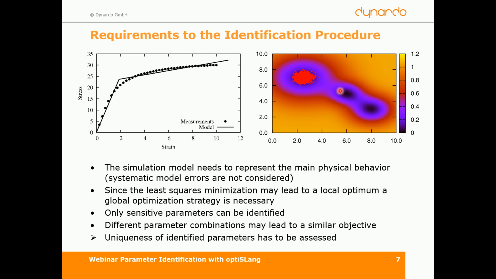And the third point is we can only identify sensitive model parameters. That means if some model parameter has no influence on the model response we compare with the measurement, then theoretically the model parameter can take each value between your lower and upper bound. So we first have to check which are the sensitive parameters with respect to the responses, and this can be done with the help of our sensitivity analysis. And then we do the identification procedure only with the sensitive parameters.